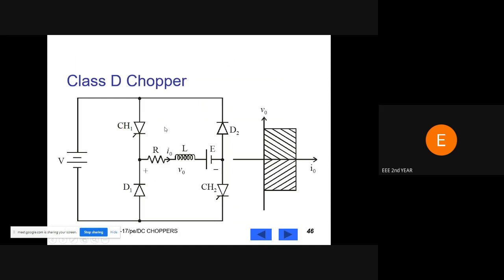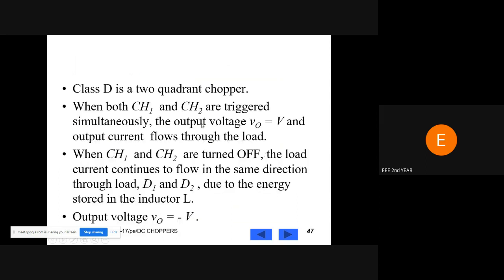So the next one is the class D chopper. The class D chopper is the same as class C. Here we just connect two choppers and two diodes in an anti-parallel direction, and it operates in the first quadrant and the fourth quadrant. So this is also a two quadrant chopper.